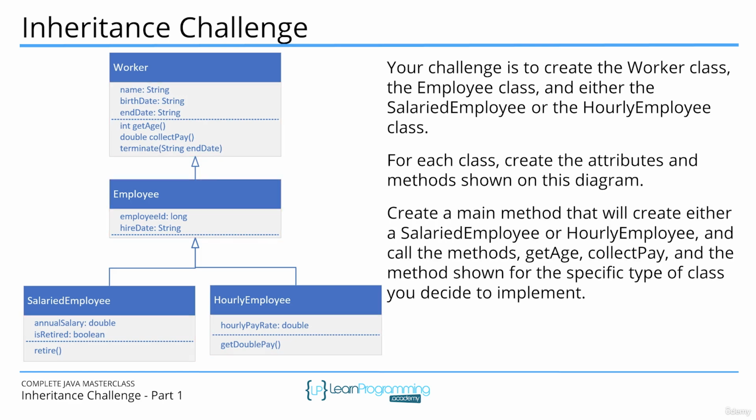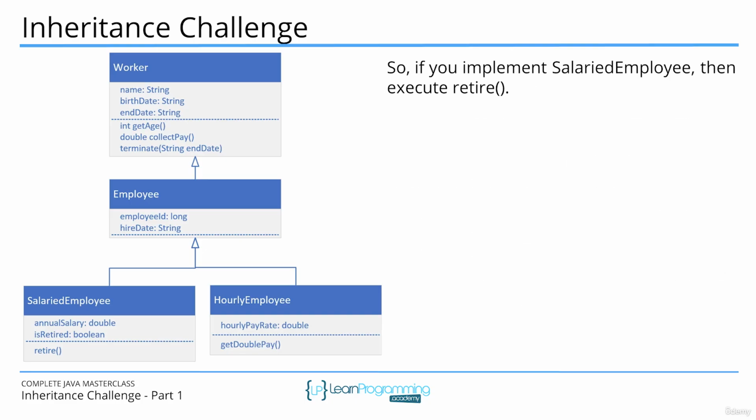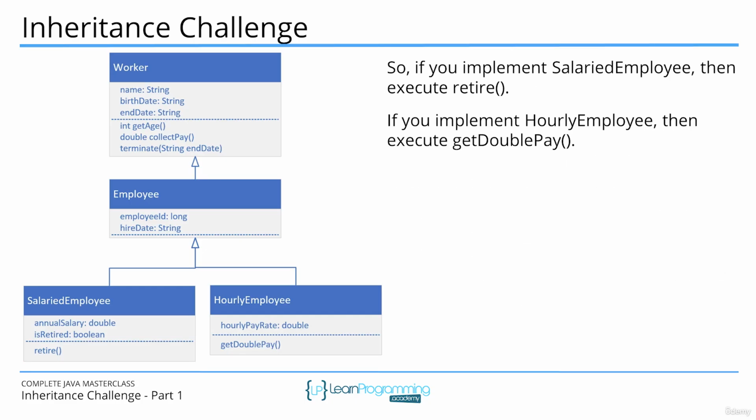Create a main method that will create either a salaried employee or hourly employee, and call the methods getAge, collectPay, and the method shown for the specific type of class you decide to implement. So if you implement salaried employee, then execute retire. If you implement hourly employee, then execute getDoublePay. See how you go completing this challenge? It will really help your understanding of what inheritance is. Pause the video now, and I'll see you back here where we can go over my solution.